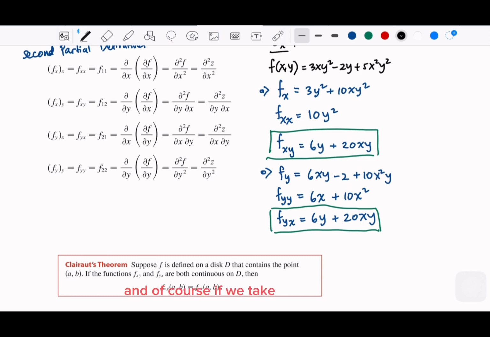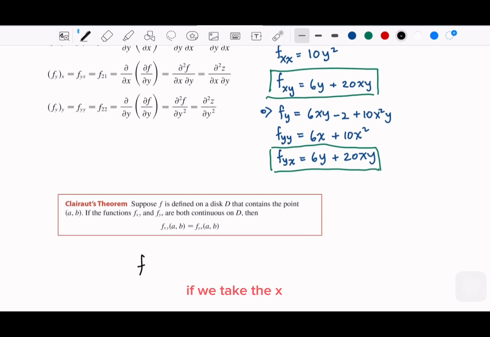And of course, if we take another step, let's say if we have the third derivatives in partials, Clairaut's theorem still applies. For example, if we take xyy, or yxy, or yyx, they are the same. You can notice that it has the same number of variables. So y is 2, x is 1. And no matter how you arrange the order, the result at the end will be the same. This is the same Clairaut's theorem. And you can go to more and more partials, and the results will be the same.